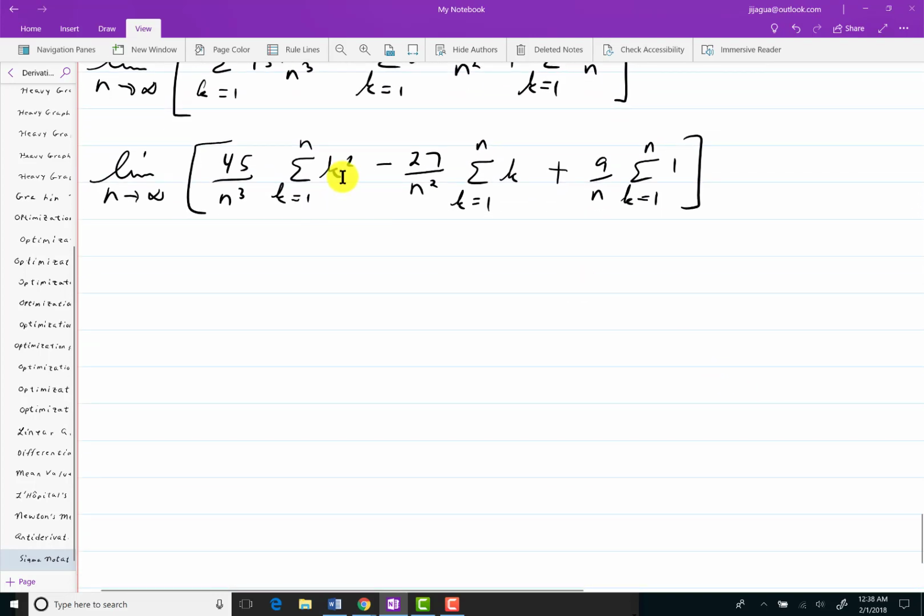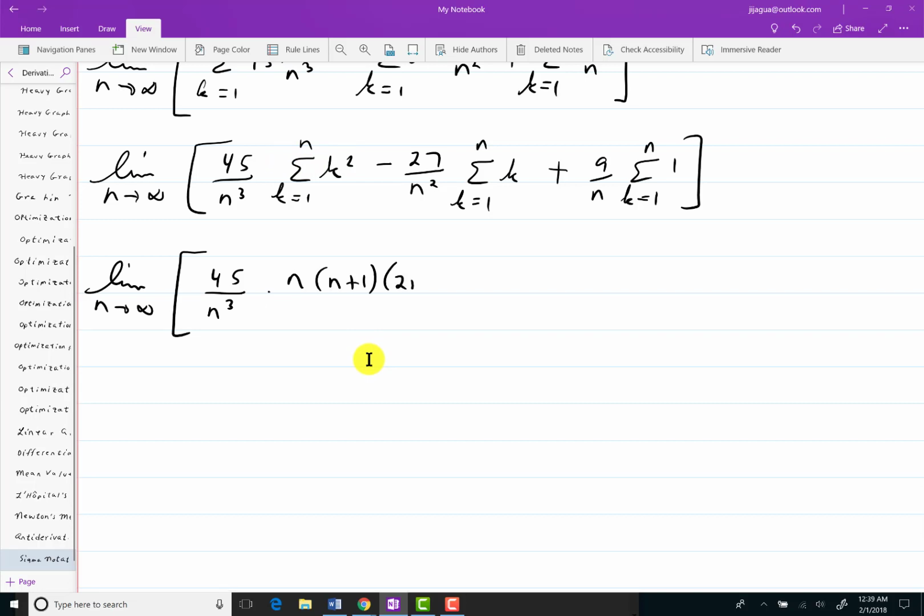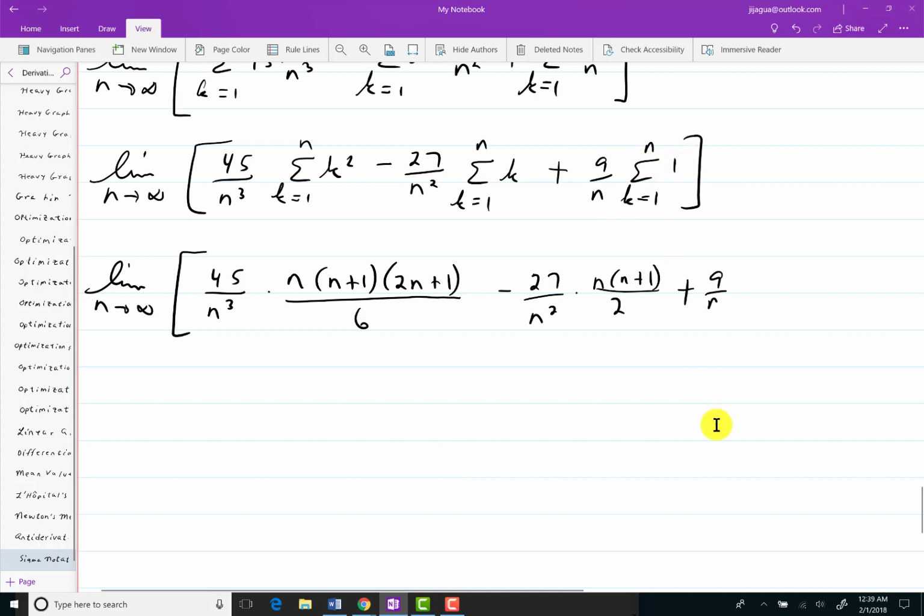Now I can use the formulas. So I have 45 over n cubed. The formula for the k squared was n times n plus 1 times 2n plus 1 divided by 6. The next one was, we had minus 27 over n squared. The formula for k equals 1 to n, is n times n plus 1 over 2. And then finally, this last one is just n. 9 over n times n.